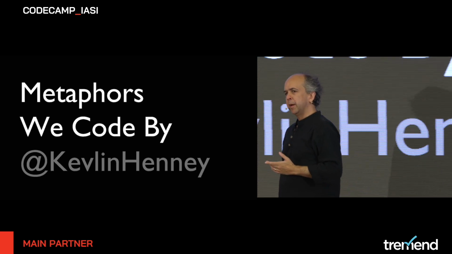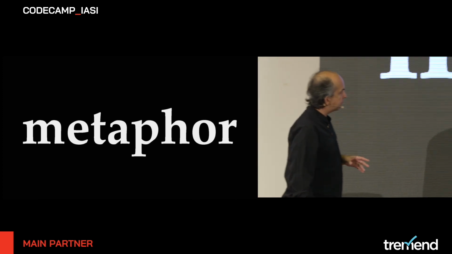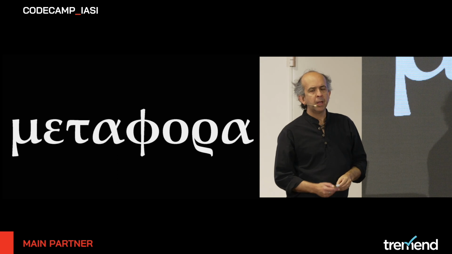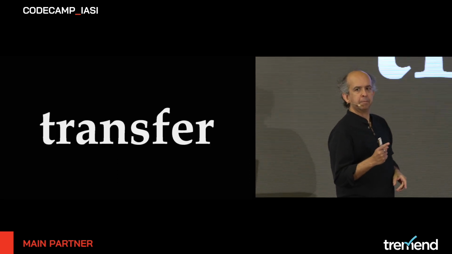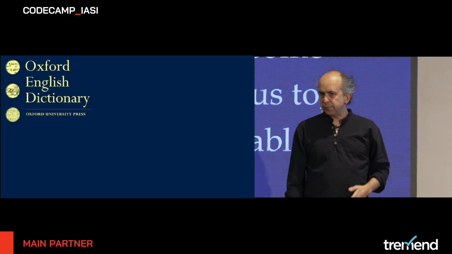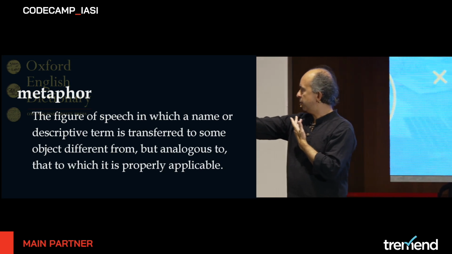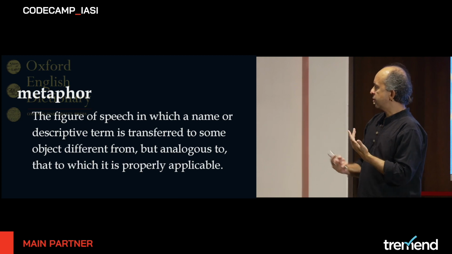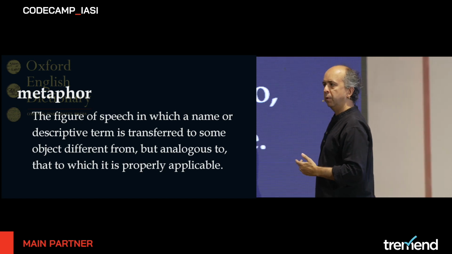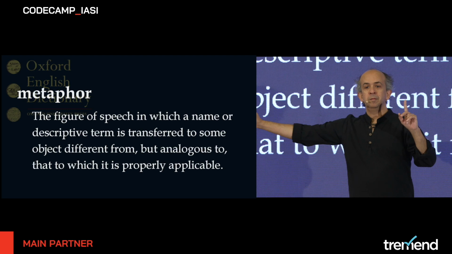So, metaphors we code by. This word metaphor comes from the Greek, metaphora. It means transfer. If we look in the Oxford English Dictionary, it gives us the kind of full blurb. The figure of speech in which a name or descriptive term is transferred to some object different from, but analogous to that which is properly applicable. In other words, it's a mapping. We are describing something in terms of something else.